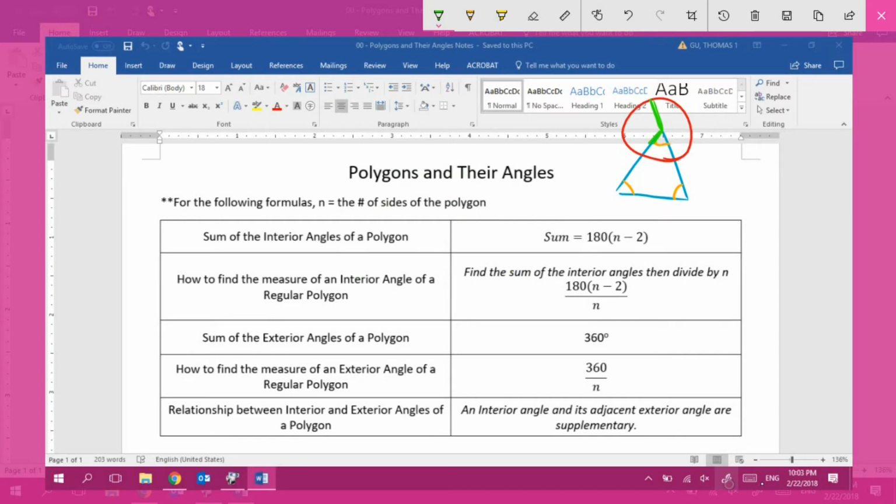Okay? The exterior angle is going to be that right there. Pretty much, how do you find that? You're just going to draw a straight line off a side of the polygon. So you see how this is a side, you just extend the line, and then right here, that's an angle. So the exterior angle is the other side of that.